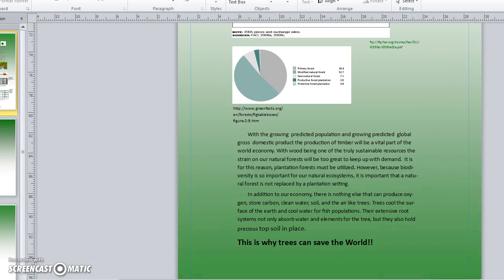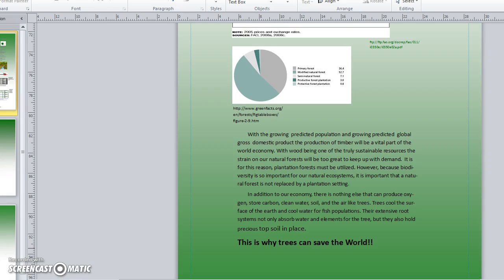With the growing predicted population and growing predicted global gross domestic product, the production of timber will be a vital part of the world economy. With wood being one of the truly sustainable resources, the strain on our natural forests will be too great to keep up with the demand. It is for this reason plantation forests must be utilized.